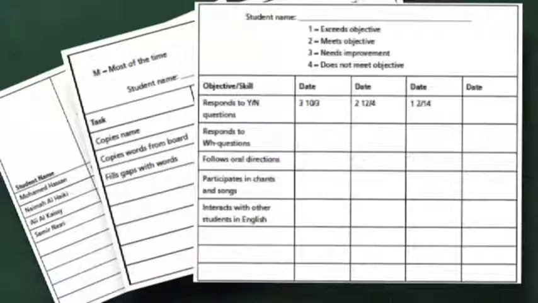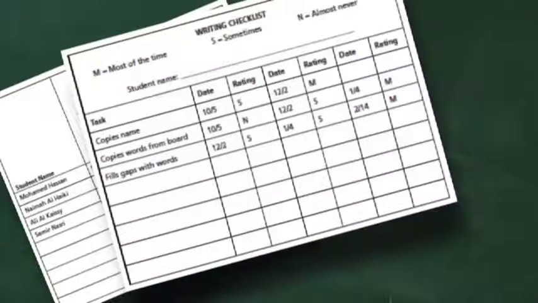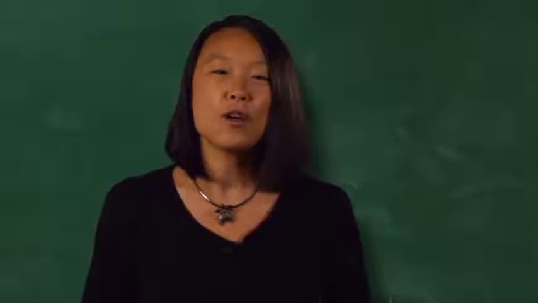This is an individual student checklist for instructional objectives. This is an individual student checklist for keeping track of students' writing progress. This is a checklist of class progress for development of grammar used in speaking. These checklists can be used to chart both individual student progress as well as class performance.